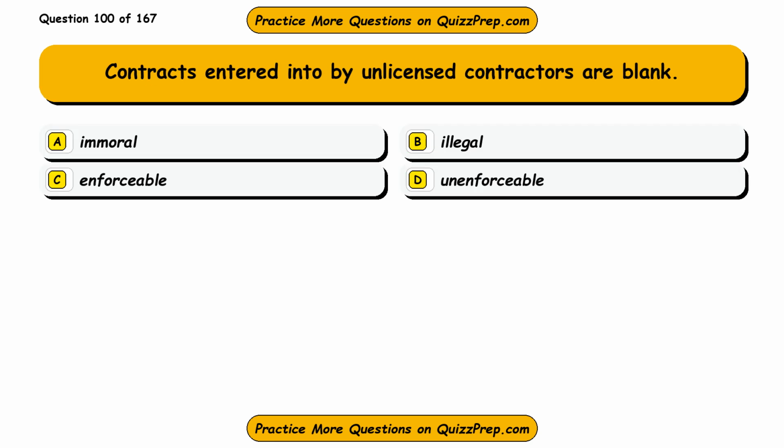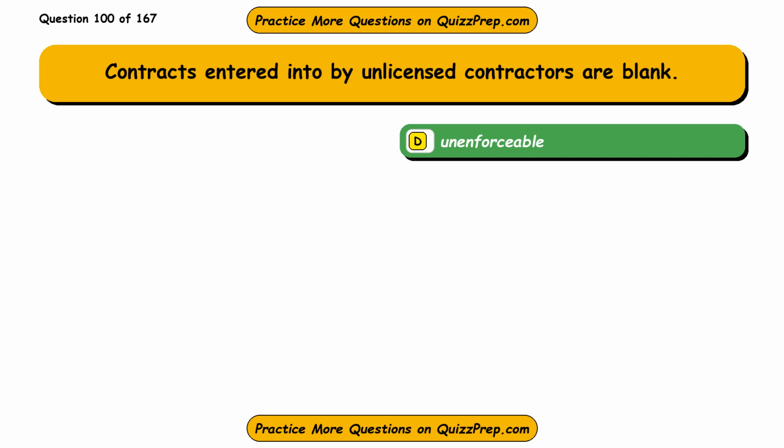Question 100. Contracts entered into by unlicensed contractors are blank. Option A, immoral. Option B, illegal. Option C, enforceable. Option D, unenforceable. The correct answer is option D, unenforceable.